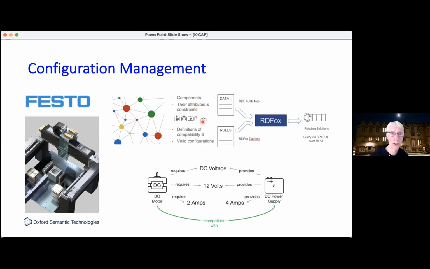So they also capture a bunch of expert knowledge about configuration, compatibility, and so on, using rules, for example, that capture the fact that if I have a motor and I have a power supply, then that power supply should provide the right kind of voltage, the right amount of voltage, and at least as much current as I need in order to drive the motor. And if all these things are satisfied, then this motor and power supply are compatible.